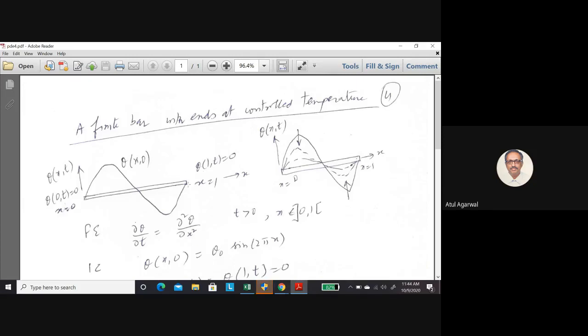At these two ends, I have given theta is 0, and the initial temperature is given, which is like a sine function. Your bar has some initial temperature given by a sine function. You see theta(x, 0), at t equal to 0. And at x equal to 0 and at x equal to 1, you have 0 temperature. Okay. So what will happen?